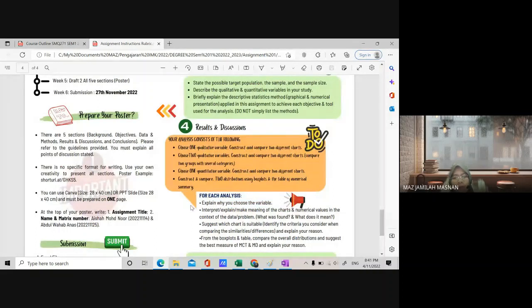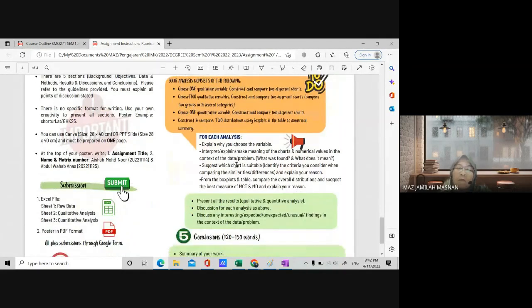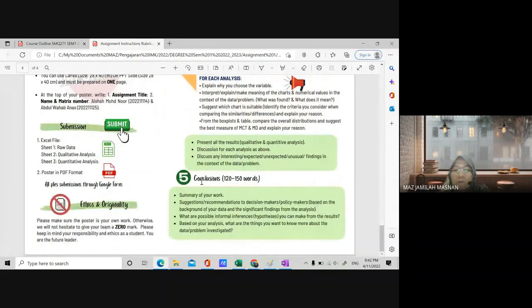I don't want to talk about this too much. Later, once you have got your data, when you start doing the assignment, then only I think part 4 would be significant for you to discuss. Then you can come and see me and discuss your assignment. And finally, the conclusion. So number 4 and number 5, I'm not going to talk too much about.